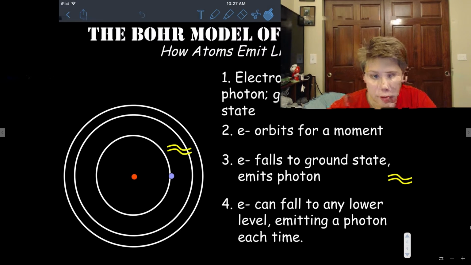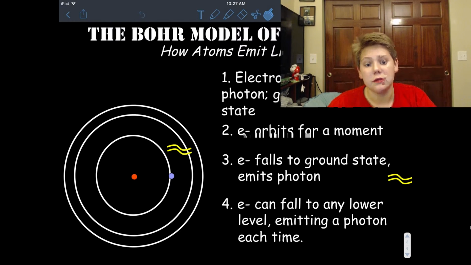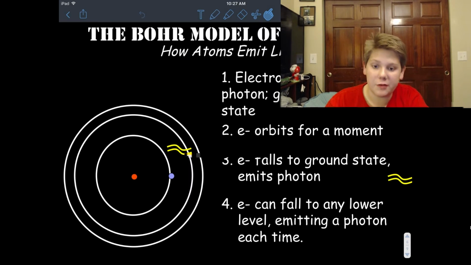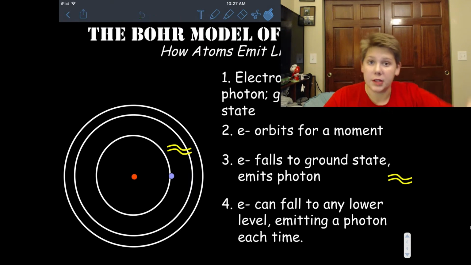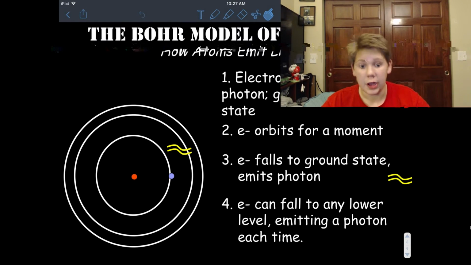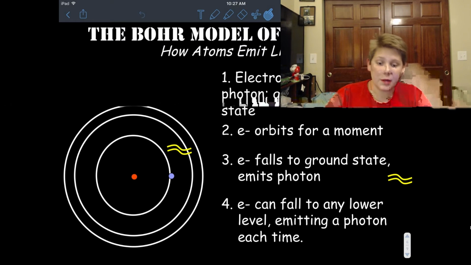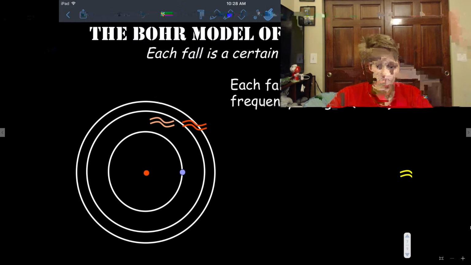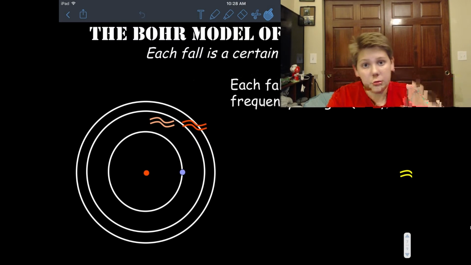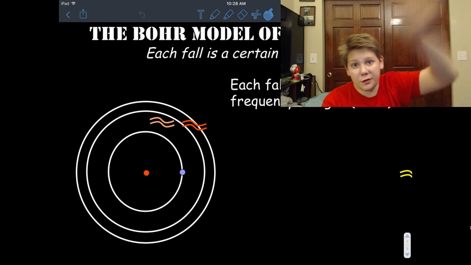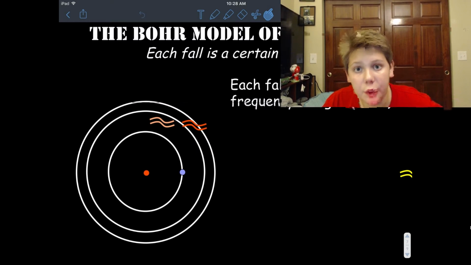So, how this works is the electron absorbs the photon, goes to the excited state, and pops out from the ground state, and then it orbits, so it goes around the ring for a little, and then it falls back down, and that emits a photon each time. So, the higher you go, the more rings you go up and fall back down, that's going to have a higher frequency and a higher color on the color scale.